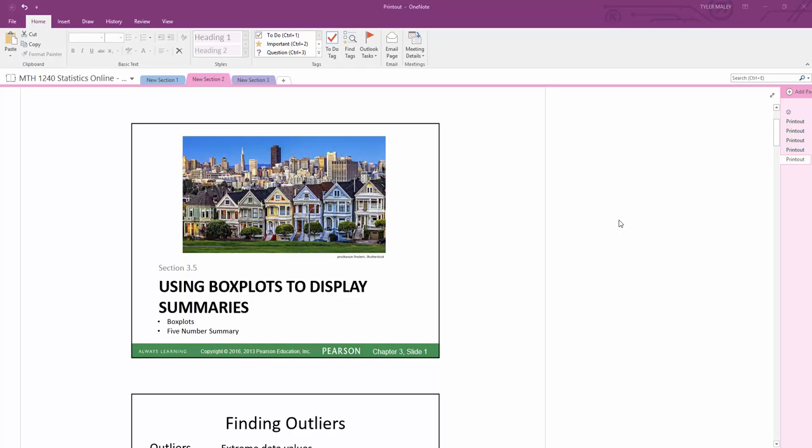Alright, so we're ready for the last section in Chapter 3, Section 3.5, which is titled Using Box Plots to Display Summaries. So we're going to look at box plots and 5-number summaries.